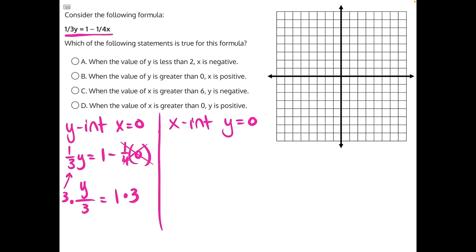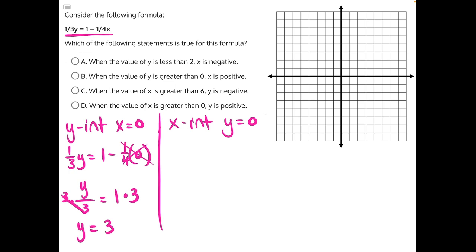3 is the reciprocal of 1/3. So when we divide by fractions, we have to multiply by the reciprocal. It's just a bit easier to see that if we go ahead and multiply this through. So these 3's will cancel, leaving us with y is equal to 3 times 1, which is 3.